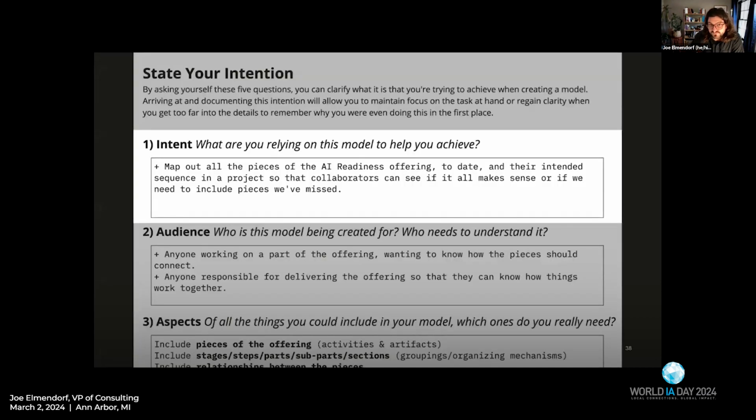I wrote out what I wanted to do. I wanted to map out all the pieces of this AI readiness offering that we had to date, their intended sequence in a project so that all the collaborators could see if it made sense or if we needed to include pieces we'd missed. That was the challenge that I needed this model to help me solve.